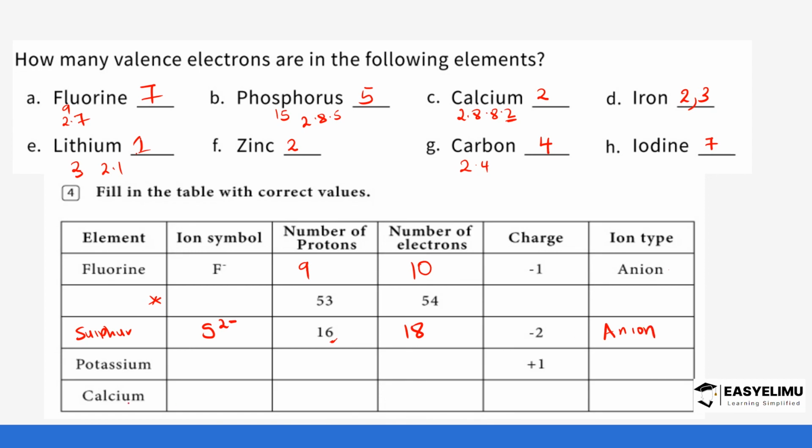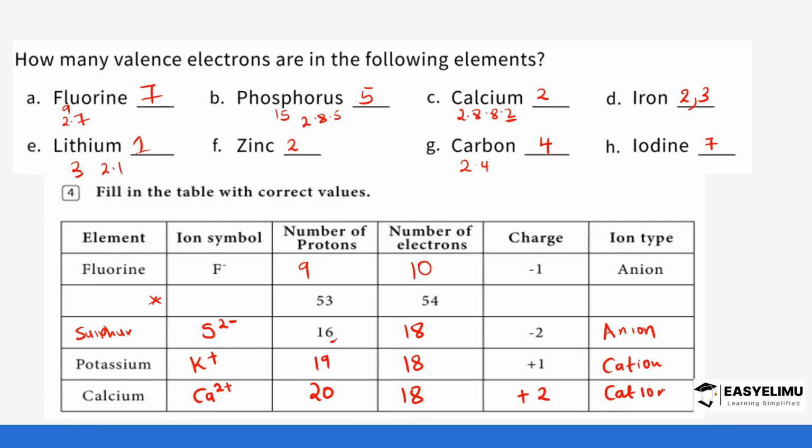Potassium will form K with a positive, it loses 1 electron. It has 19 protons, and the electrons will be 18 because it has lost 1 electron and it forms a cation. Lastly, we have calcium, which becomes Ca with a 2 plus. It reacts by losing 2 electrons. The number of protons is 20. The number of electrons when it loses 2 electrons becomes 18. The charge is positive 2 and it forms a cation.